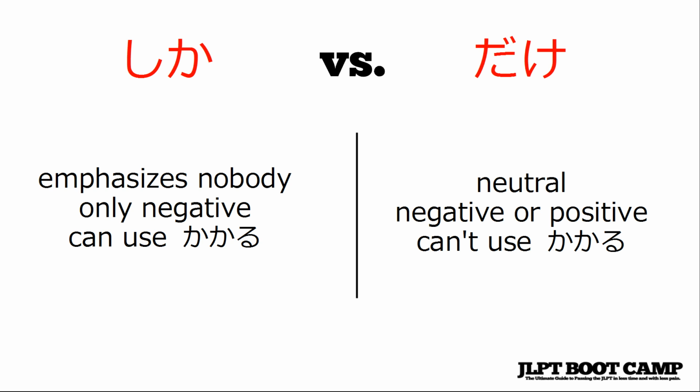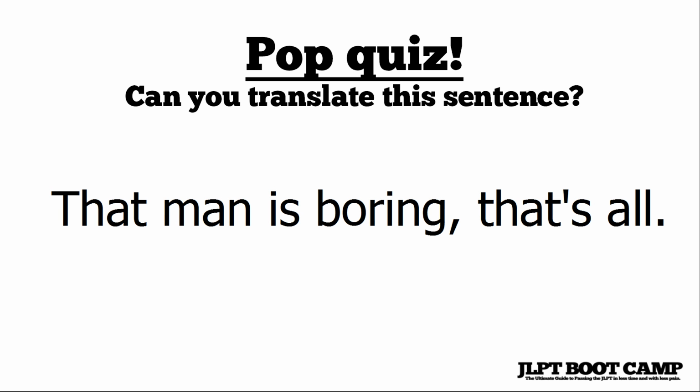All right, one last final pop quiz. Can you translate this sentence? That man is boring. That's all. He's only boring. Nothing else. He doesn't tell good jokes. He's not productive. He's just boring.